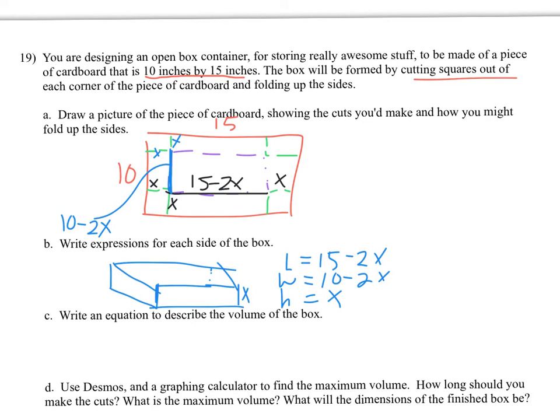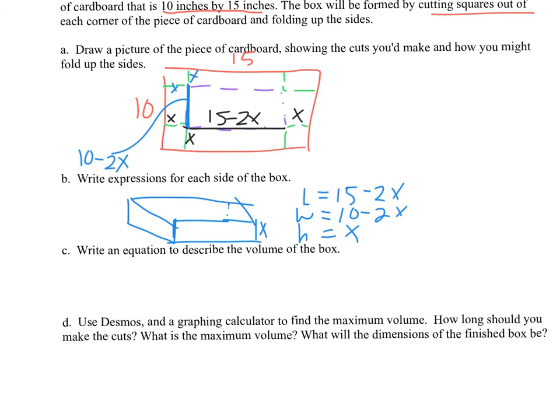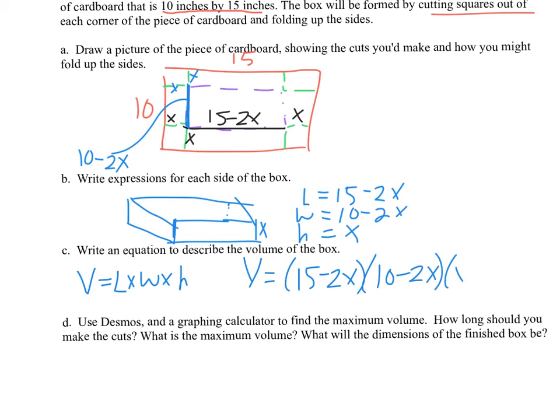Write an equation to describe the volume of a box. Hopefully we know that a box is really a rectangular prism, in that volume is length times width times height, but we can do better because we have expressions for those things. So my volume is equal to 15 minus 2x times 10 minus 2x times x.